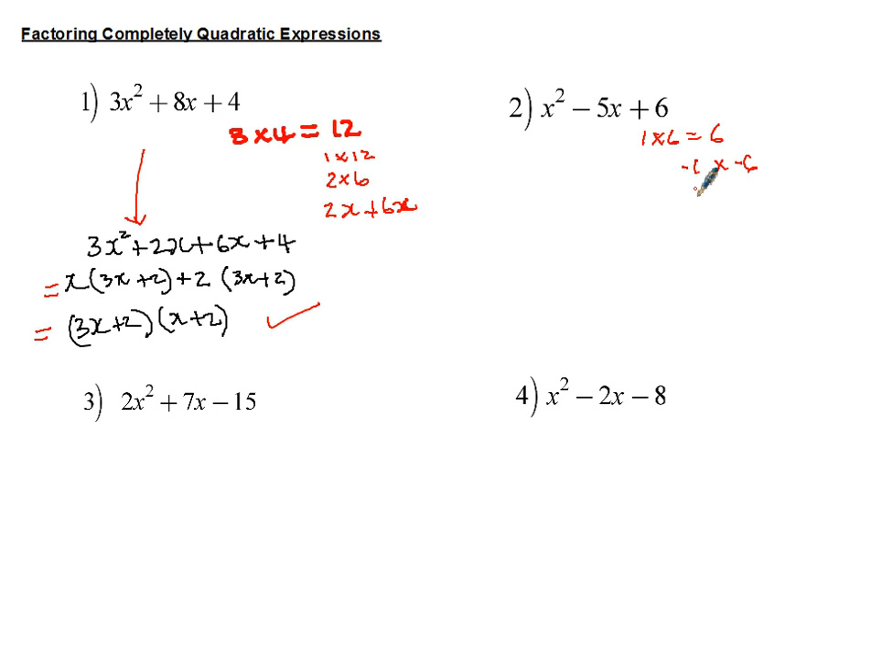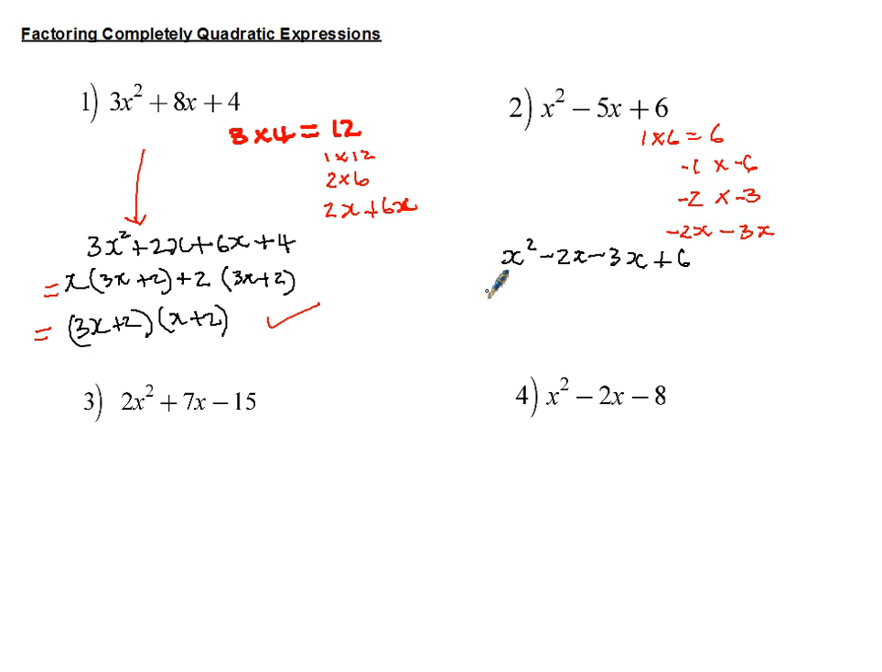So the next factor of 6 will be 2. So let's try 2 times 3. Make both of them negative. This looks like it will work. Negative 2 plus negative 3 is b here, negative 5. So we're going to write negative 5x as negative 2x minus 3x. So we rewrite the quadratic expression. We have x squared minus 2x minus 3x plus 6.